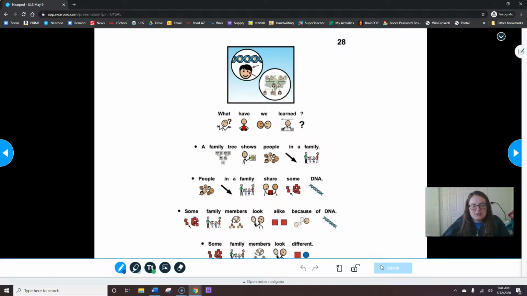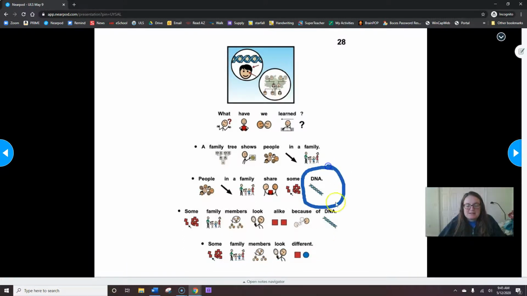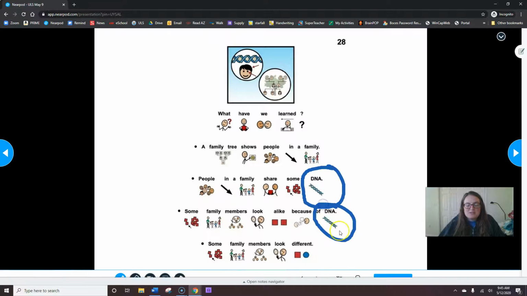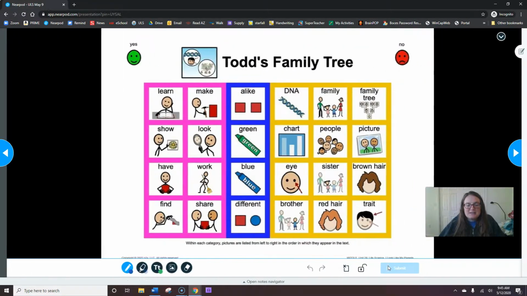What have we learned? A family tree shows people in a family. People in a family share some DNA. Some family members look alike because of DNA, and some family members look different. So I have 3 brothers and sisters. We all don't look alike. So sometimes you look like people in your family and sometimes you don't. It's all because of DNA. So let's circle DNA. It comes up twice. When we're done circling DNA, hit submit.